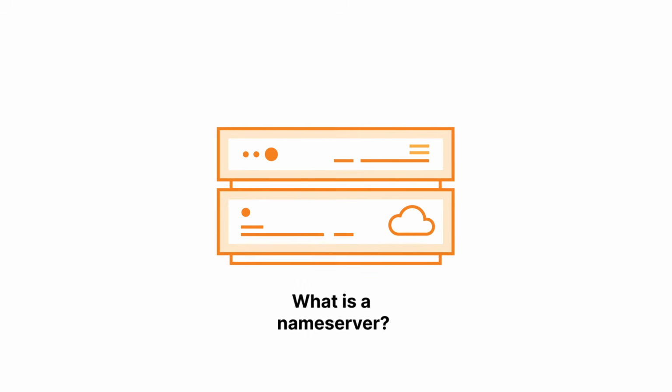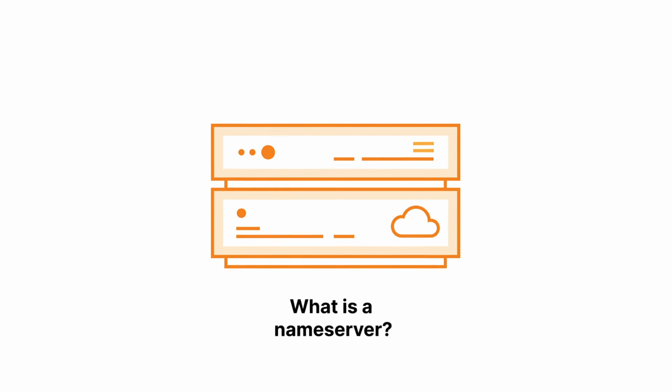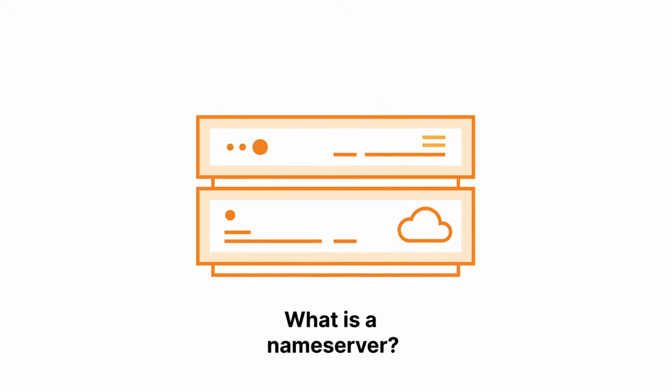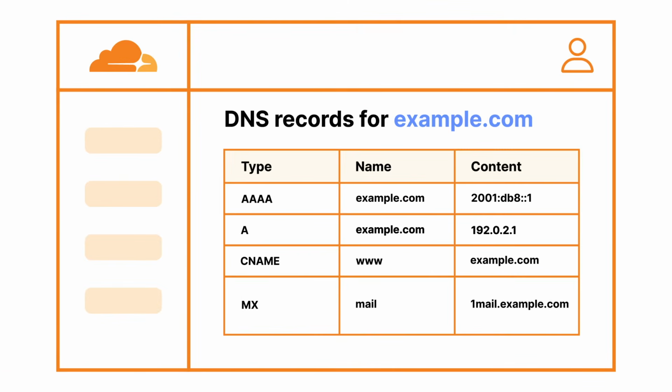Let's review the basics of name servers and DNS. A name server is a service operated by your authoritative DNS provider that acts as a source of truth for your domain's DNS records. DNS records map a human-readable host name, such as example.com, to machine-readable IP addresses or data. The IP address listed in a DNS record identifies where your origin server is hosted. These DNS records tell your authoritative DNS provider how to respond to DNS queries for your domain.